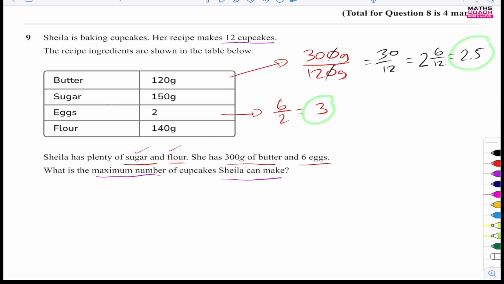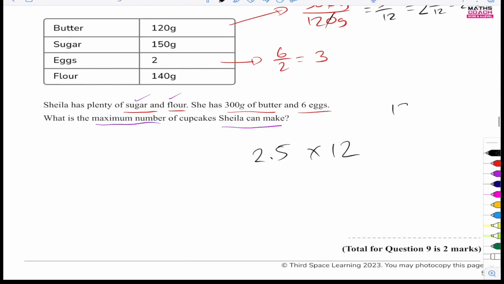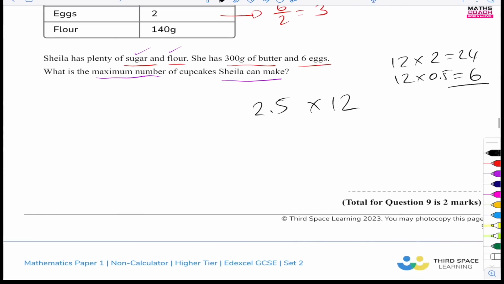Now, obviously, you can't make 3 lots because the butter only goes up to 2.5. She hasn't got enough butter. So we have to go with the bare minimum, which is 2.5 lots of 12 cupcakes. So how do we work that out? We do 12 times 2, which is 24, and then 12 times 0.5, which is 6. So she can make a total of 24 plus 6, and that is 30 cupcakes using her ingredients.